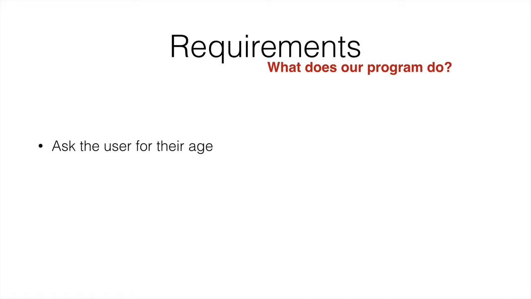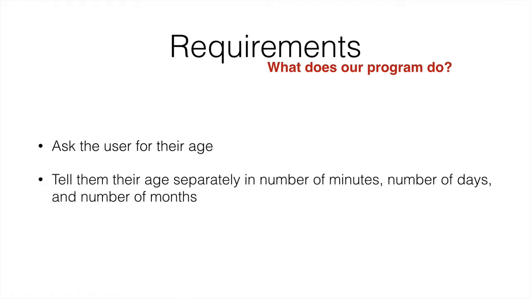So, first step in program development, as we've seen, is to find out what the requirements for the program are. What is the program going to do? So the first thing we're going to do is ask the user for their age. This is fairly simple, and we'll use the scanner class that we've seen so far. And then we're going to tell their age separately in minutes, days, and months they have lived.